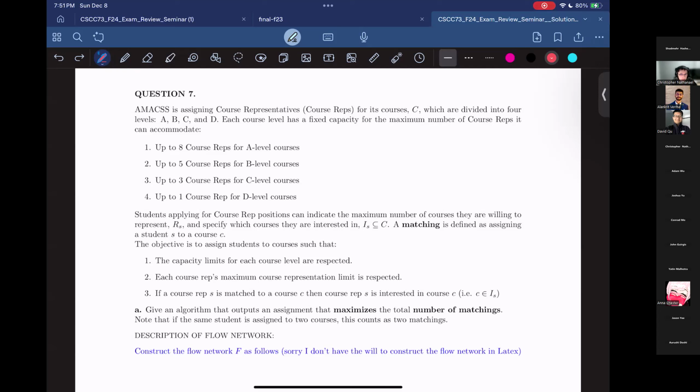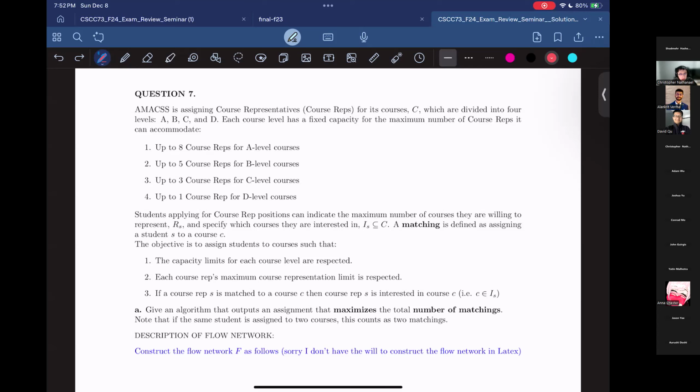Students applying for course rep positions can indicate the maximum number of courses they are willing to represent, R of S, and specify which courses they are interested in, I of S, which is a subset of C. A matching is defined as assigning a student S to a course C. The objective is to assign students to courses such that the capacity limits for each course level are respected. Each course rep's maximum course representation limit is respected. If a course rep S is matched to a course C, then course rep S is interested in course C. So they can only be matched to a course that they're interested in.